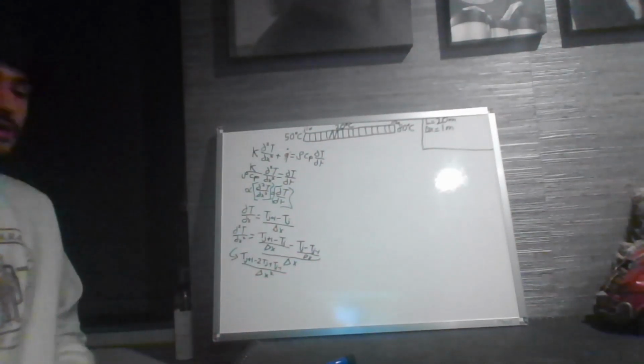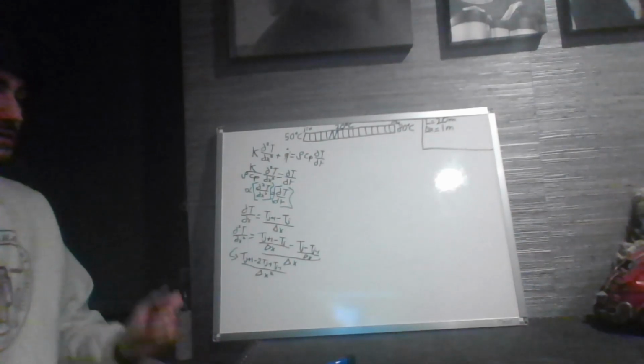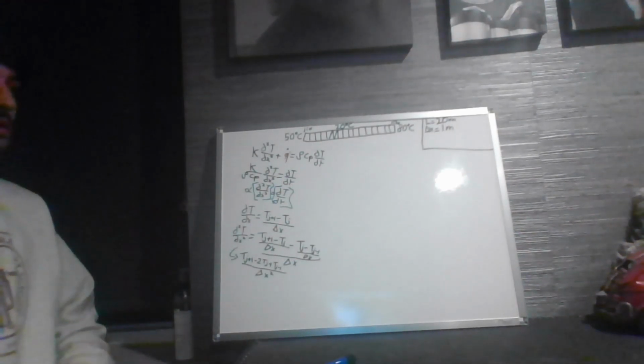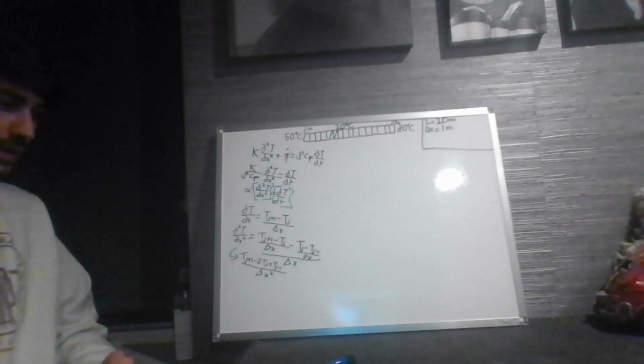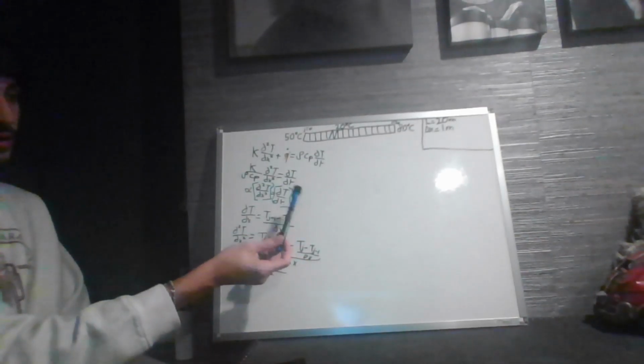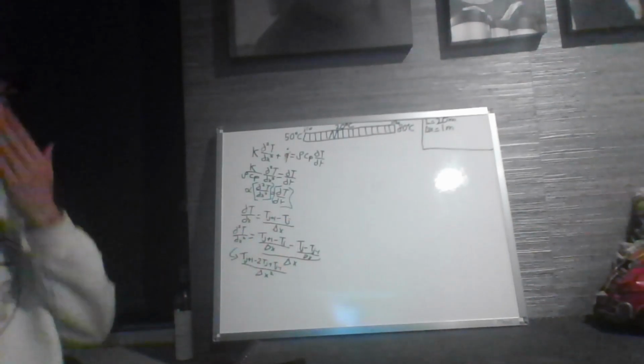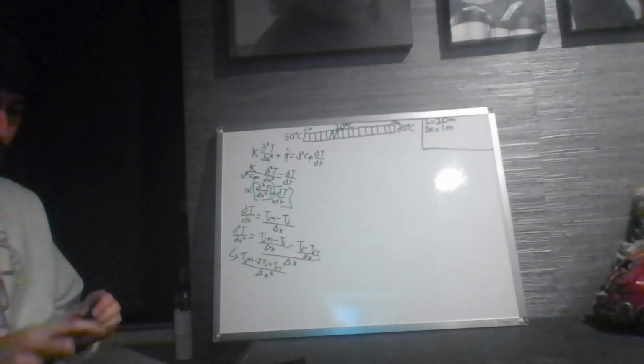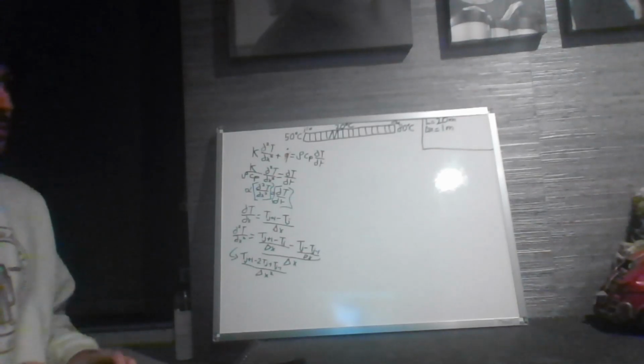And there we have it. There is our expression for our second partial derivative of temperature with respect to position. Now, what we want to do is find the first partial derivative of temperature with respect to time. And this is a little bit easier to think, but not to get there.